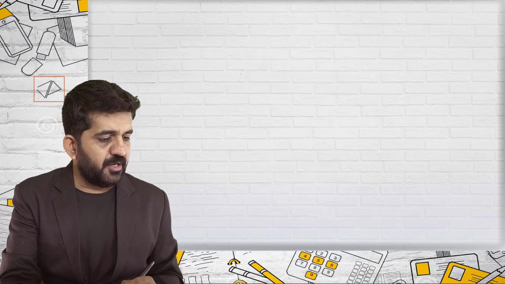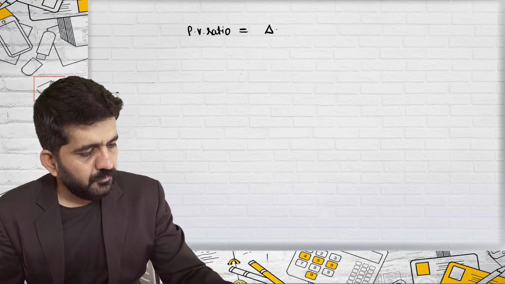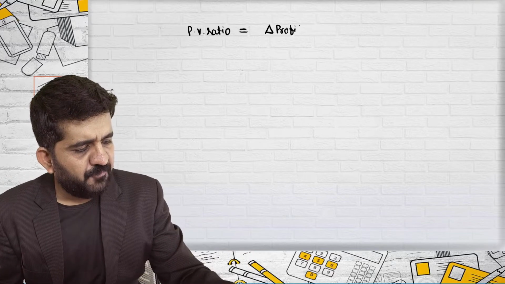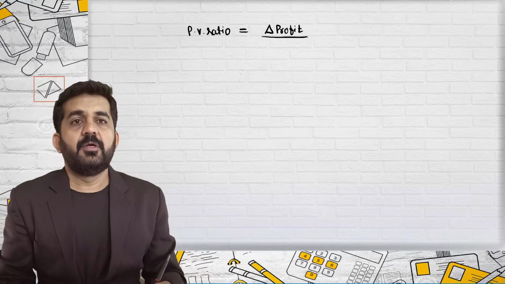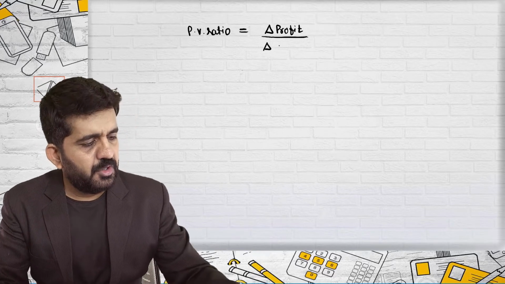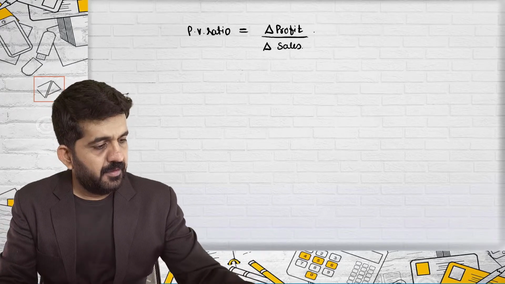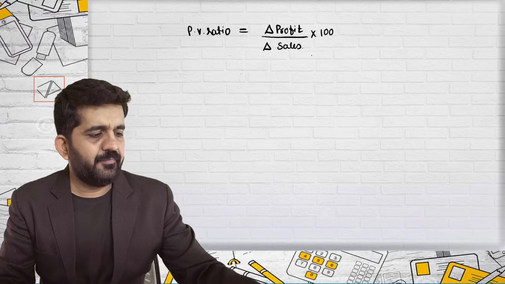PV ratio can also be found out by this: change in profit divided by change in sales multiplied by 100.